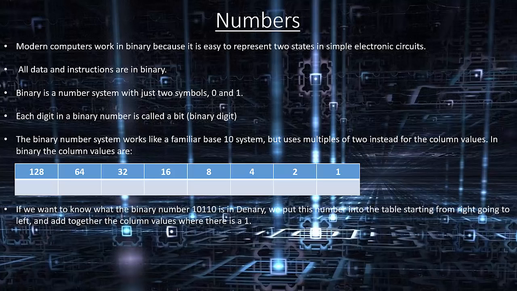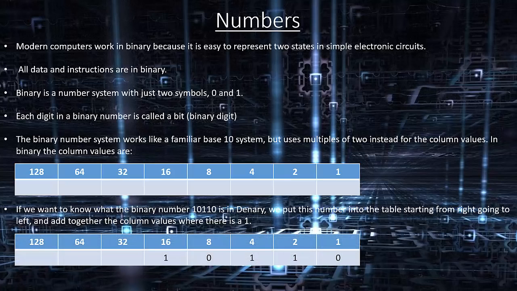If we want to know what the binary number 10110 is in denary, we put the numbers into this table starting from right, going to left, and add together the column values where there is a 1. 16 plus 4 plus 2 equals 22, which is the denary value for 10110.